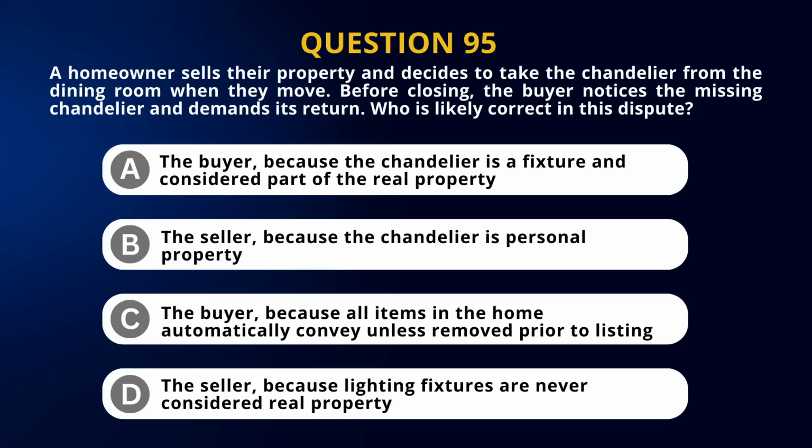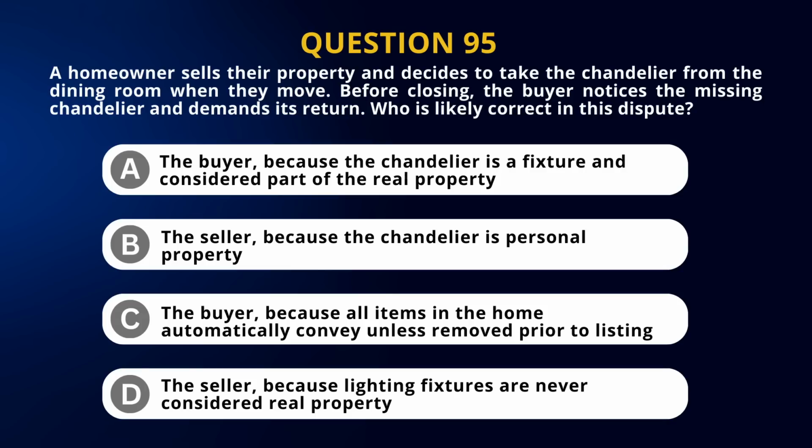Letter A, the buyer, because the chandelier is a fixture and considered part of the real property. Letter B, the seller, because the chandelier is personal property. Letter C, the buyer, because all items in the home automatically convey unless removed prior to listing. Letter D, the seller, because lighting fixtures are never considered real property.